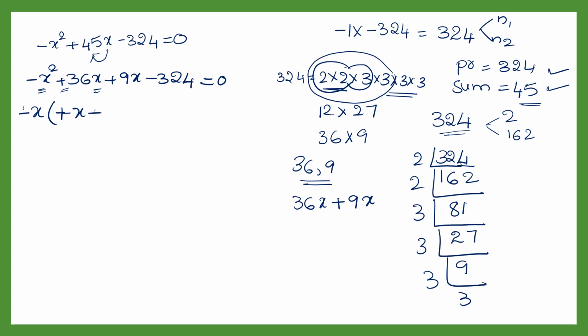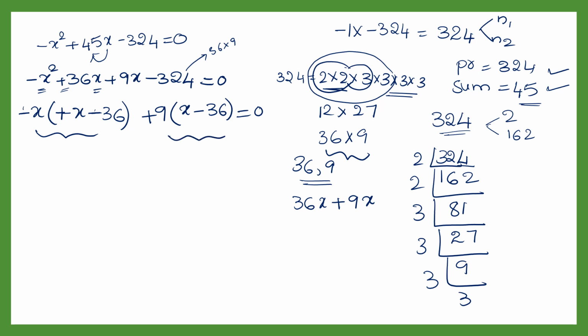So you should write minus. X already came outside. You will have 36 plus. In 9 table, you will get 324. Already you know that 36 into 9 is 324. So we can take 9 as common. X will be inside, 9 into 36. In these two terms, if you observe, x minus 36 is the same common. So let us take x minus 36 common. What is left here? Minus x plus 9.